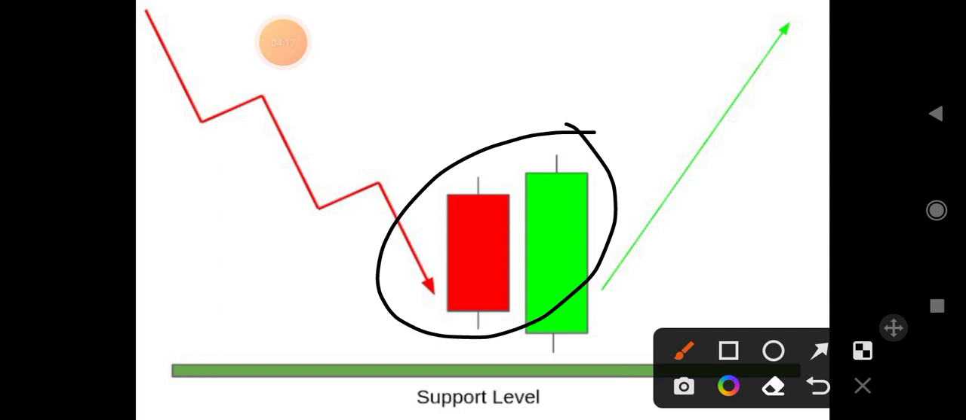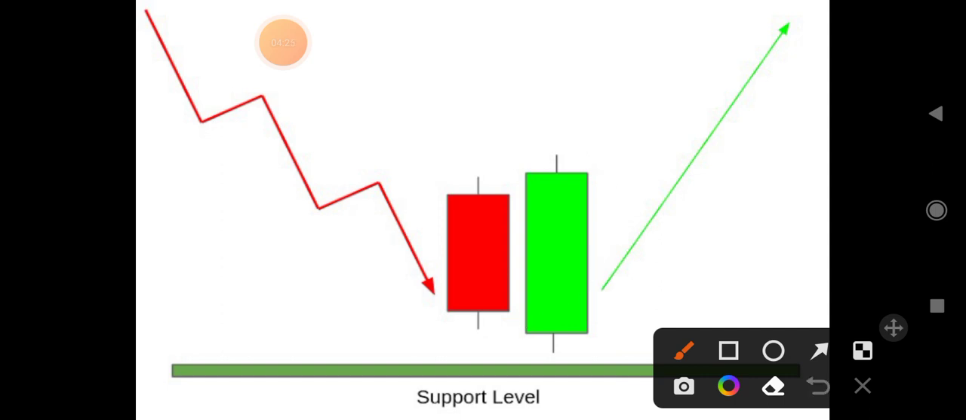In most cases, you will not see it exactly like this. As you can see here, the red candle's opening and close are both right inside the green candle. They are totally engulfed, inside the green candle. So you may not be seeing this kind of pattern all the time. Mostly what you'll be seeing is that the body of the green candle will start right here like this.